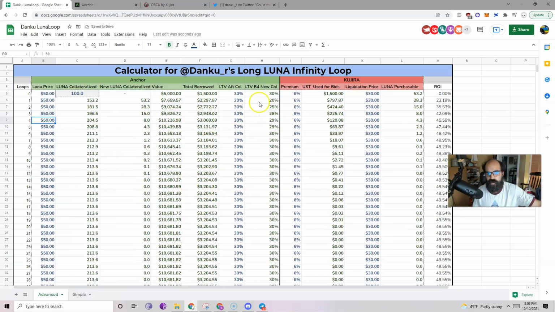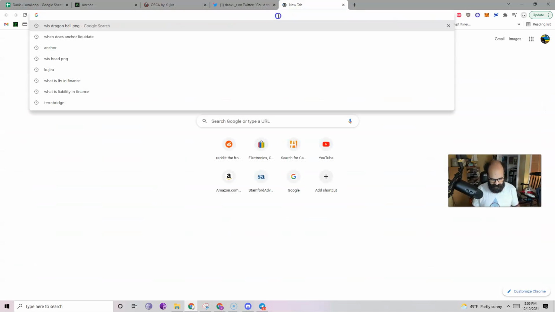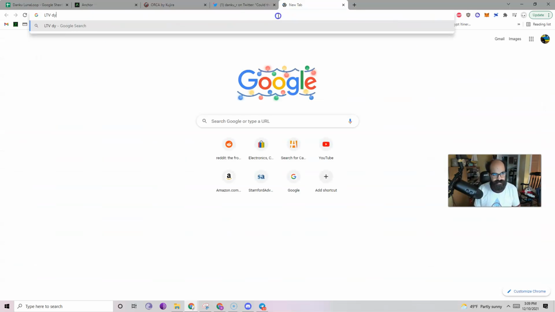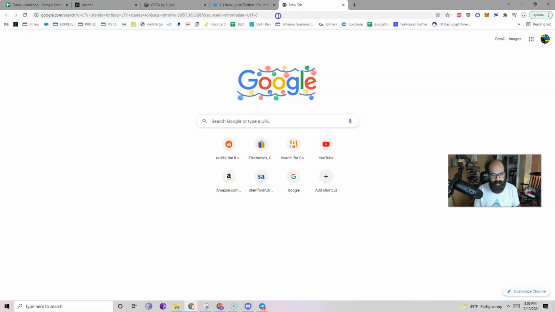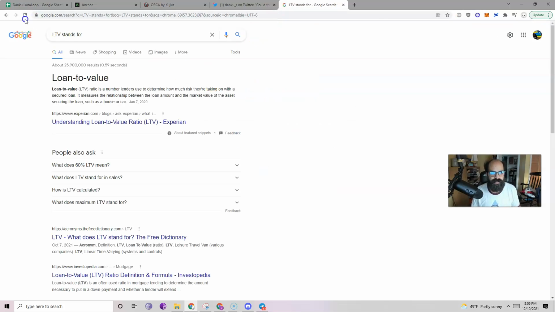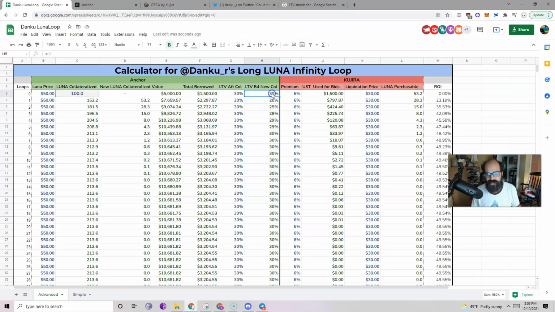But I digress. What we care about is understanding this too. So the LTV, the loan to value, is that right? No, loan to something else. LTV stands for... yeah, it is loan to value. Okay. So it's the ratio of your loaned amount to the value of your collateral.